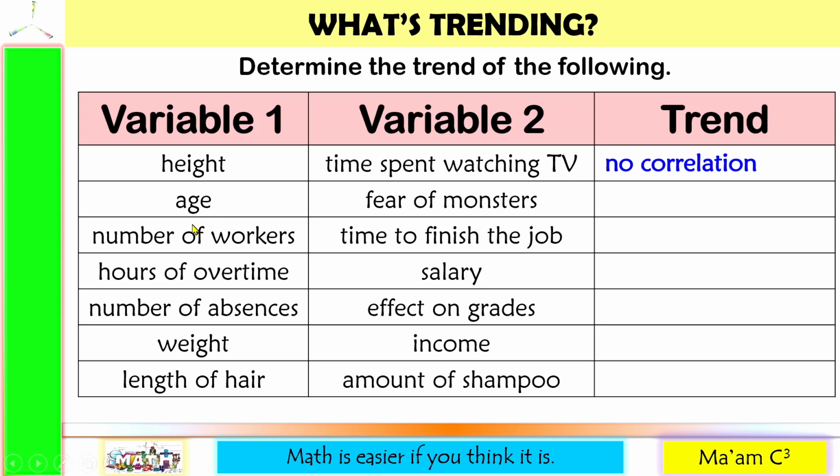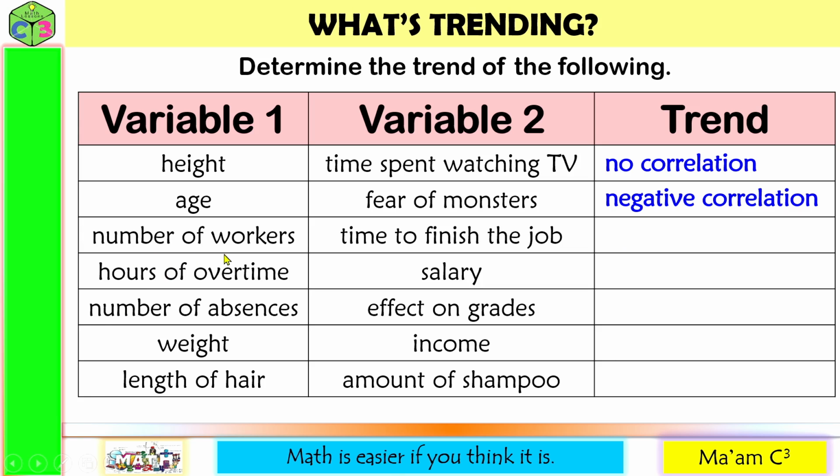How about the age and fear of monsters? When you were young, you were easily threatened or you have fear of monsters. But as you grow older, your fear of monsters goes down. So here, one goes up, the other one goes down. This is a negative correlation.